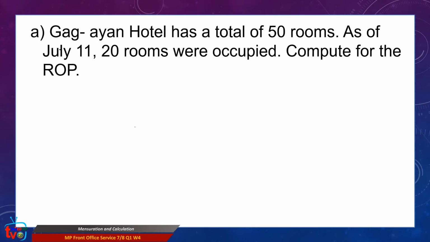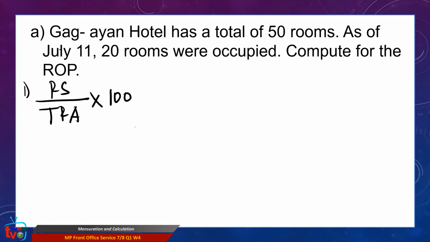Let us write examples placed in your learning activity sheets. Letter A, Gagayan Hotel has a total of 50 rooms. As of July 11, 20 rooms were occupied. Compute for the room occupancy percentage. First, let us place the formula: rooms sold over total rooms available times 100.